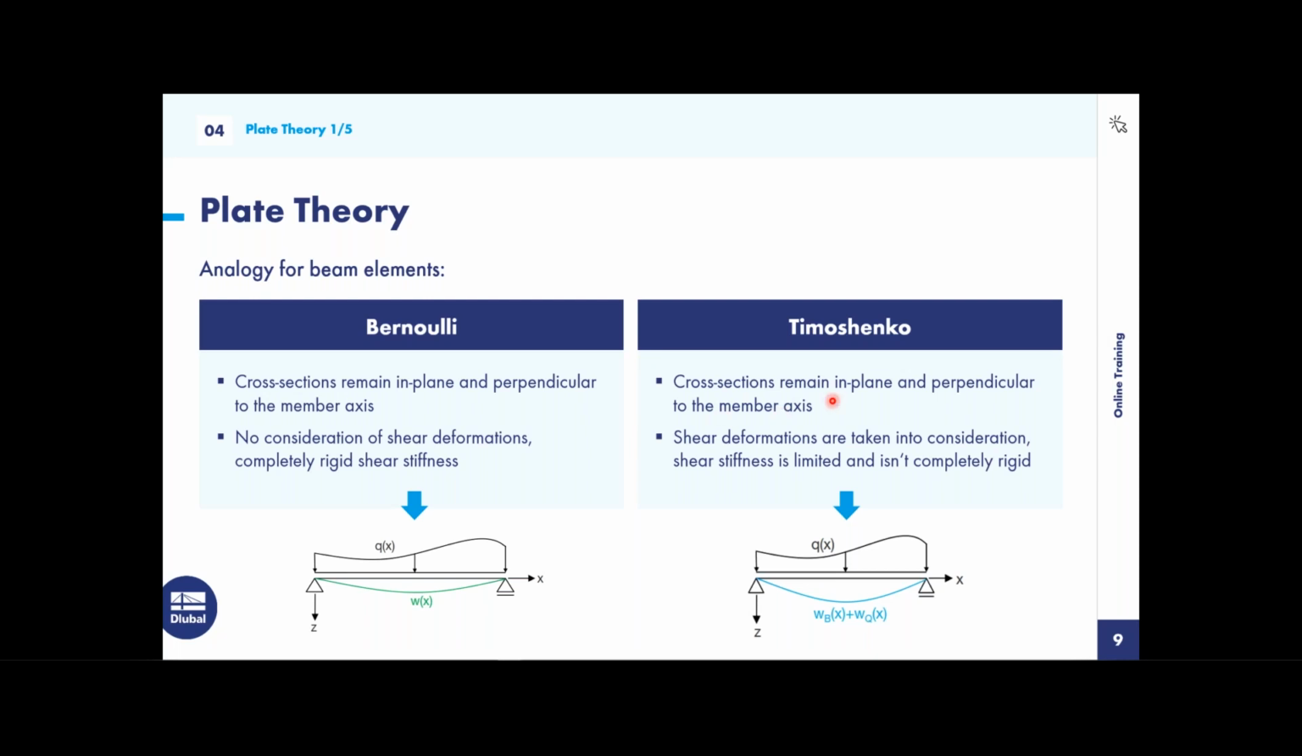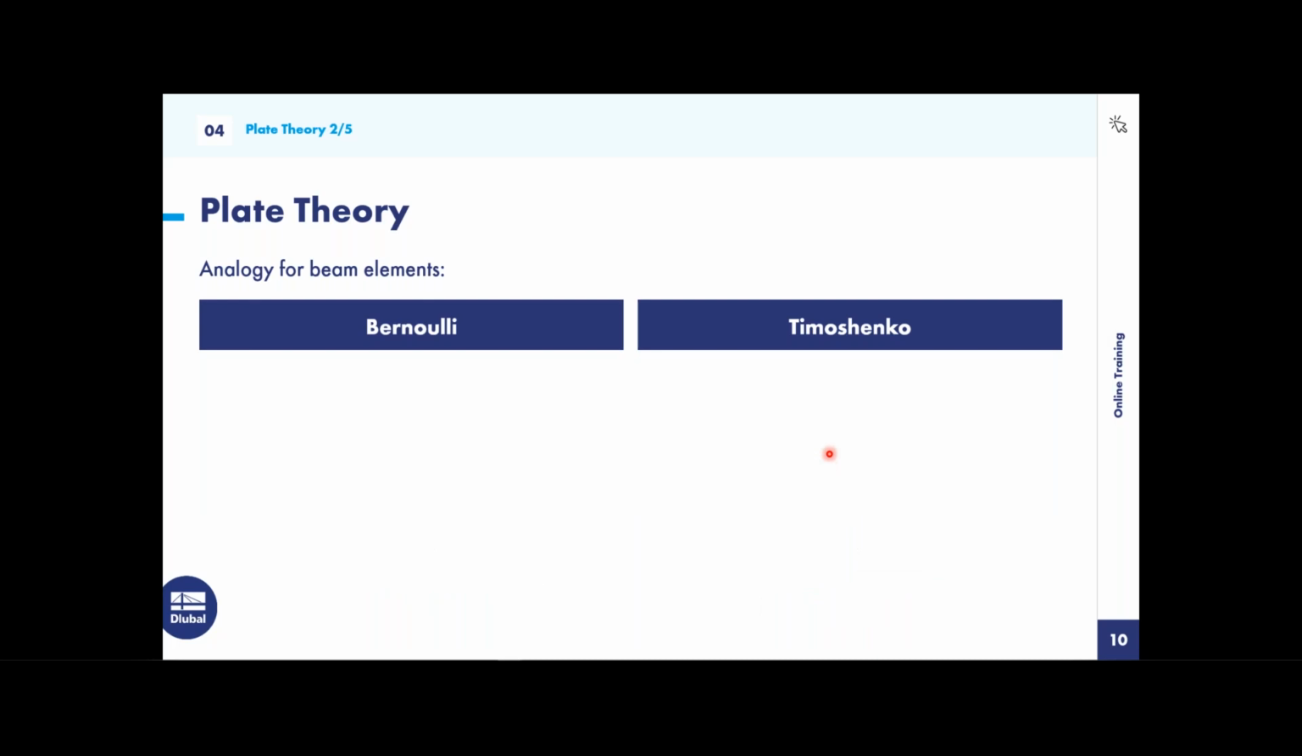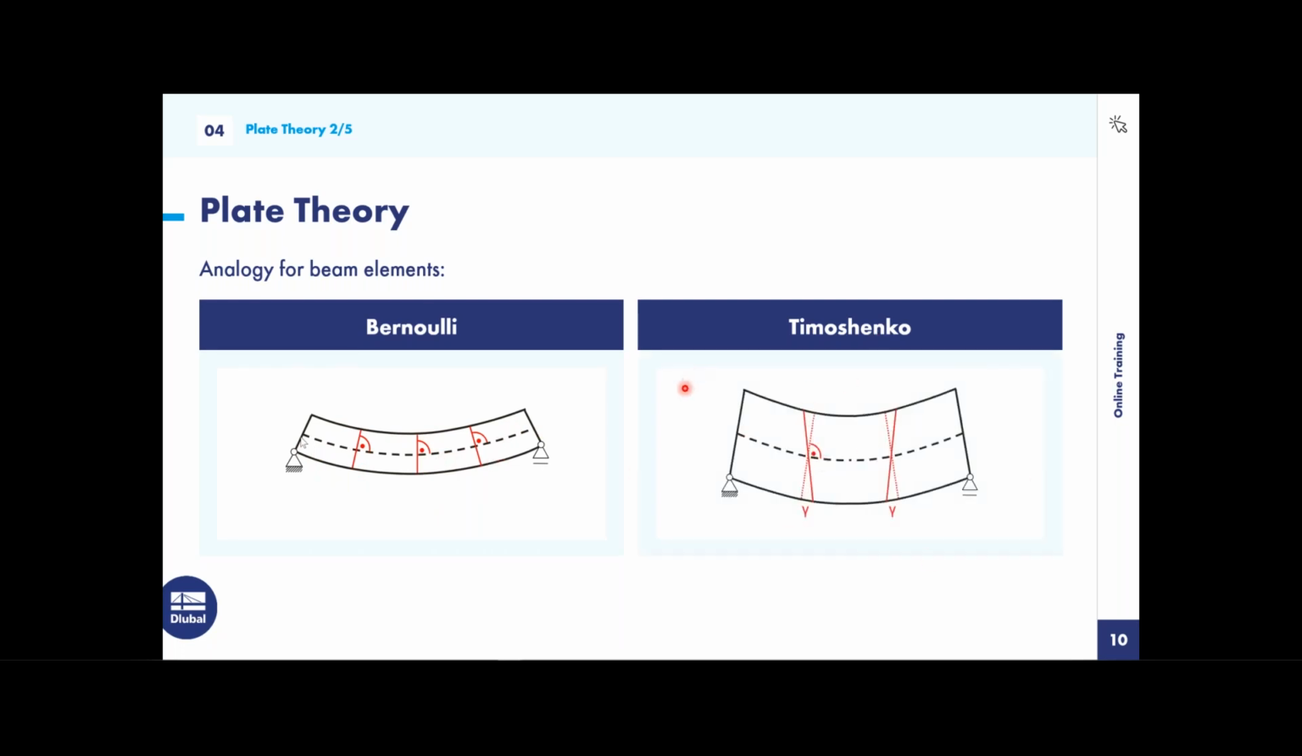For the Timoshenko theory, again, we assume the cross section remains in plane and perpendicular to the member axes. But for Timoshenko, we assume that shear deformations are taken into consideration, and the member is not completely rigid. To show a good example of this, I have a graphic. With Bernoulli's, you can see that the deformation is completely perpendicular to the member axes. For the Timoshenko theory, you can see that we have an additional angle, so we have additional deformation. This is due to the additional shear deformations or shear stiffness being taken into account.